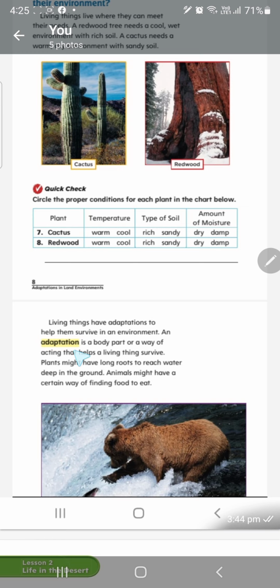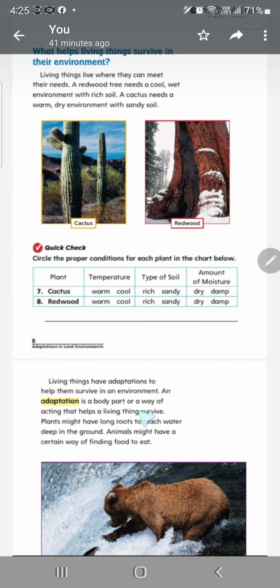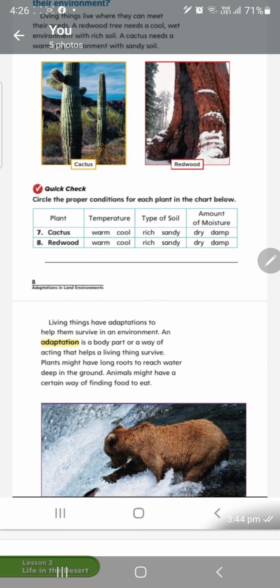Plants might have long roots. Long roots in dry weather are a kind of adaptation. Why do they have long roots in dry places? To reach water from down below. Anything Allah subhanahu wa ta'ala gives plants or animals to survive, to live, we call it what? Adaptation. Animals might have a certain way of finding food to eat. A way to find food is also a kind of adaptation.